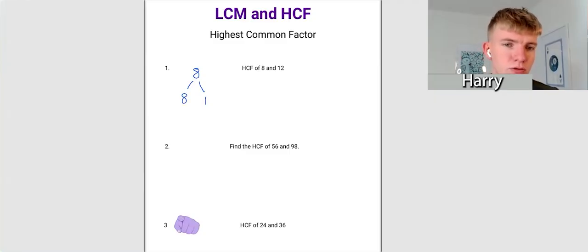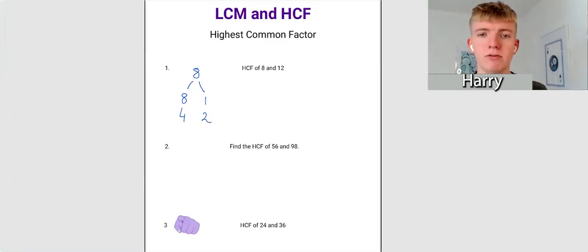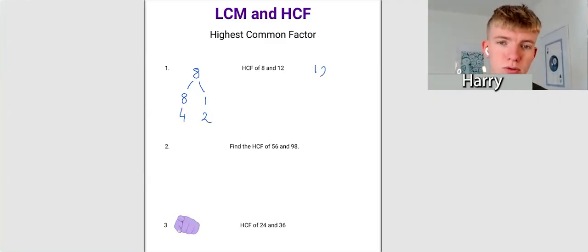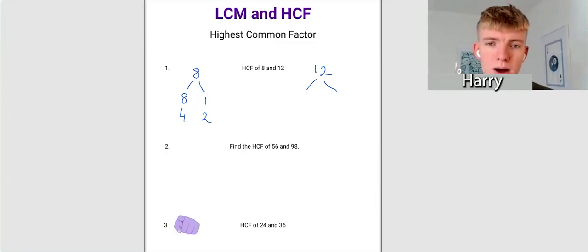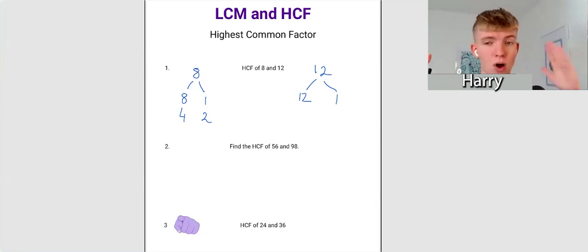We then have 4 and 2. All right, and those are the biggest ones that we have. Okay, or those are the only ones that we have, should I say. 12. Let's do the same thing. 12 and 1. And a lot of people always forget that initial one. So it will be 1 times whatever the number is, always a multiple.